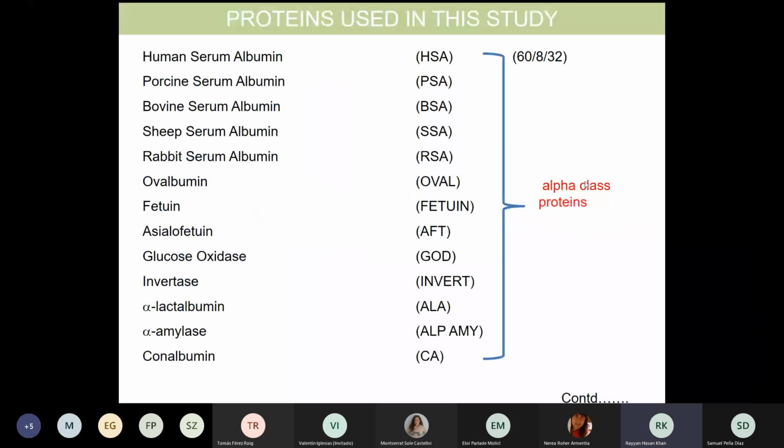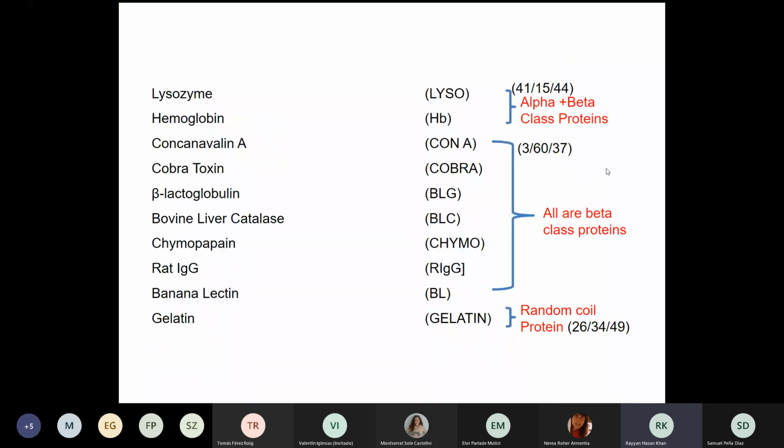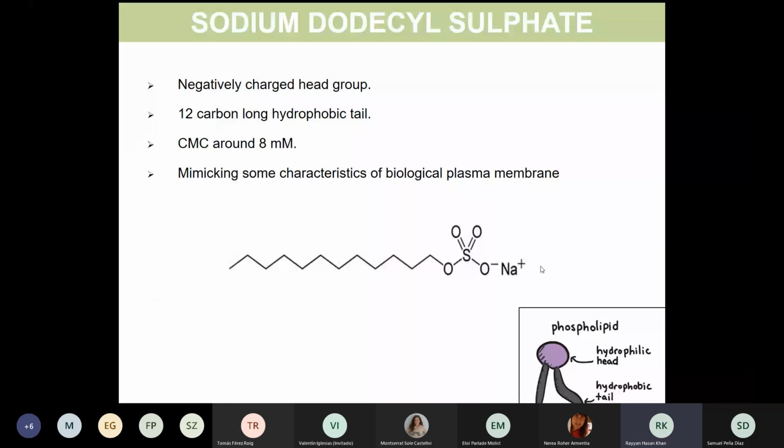So these were the 25 different proteins that were taken in our study. These proteins belong to the alpha class, which includes human serum albumin, ovalbumin, fetuin, acid fetuin, glucose oxidase, invertase, alpha lactalbumin, alpha amylase, and conalbumin. All these proteins belong to the alpha class. Alpha plus beta includes lysozyme and hemoglobin, and the beta class of proteins includes ConA, cobra toxin, beta lactalbumin, bovine liver catalase, chymopapain, rabbit IgG, and banana lectin. Only one protein was taken as a random coil protein, that is gelatin. So these were the different proteins that were taken.